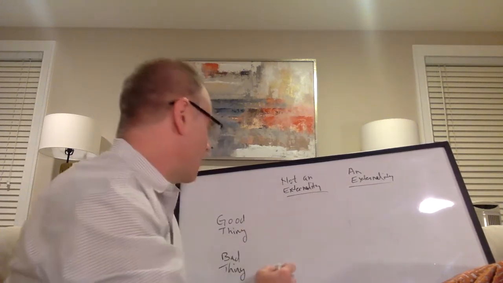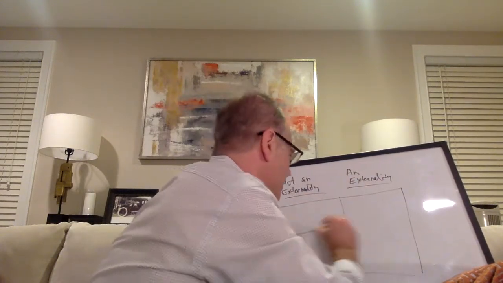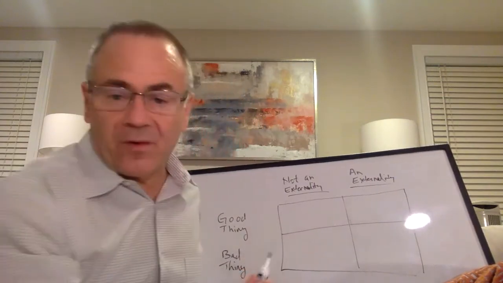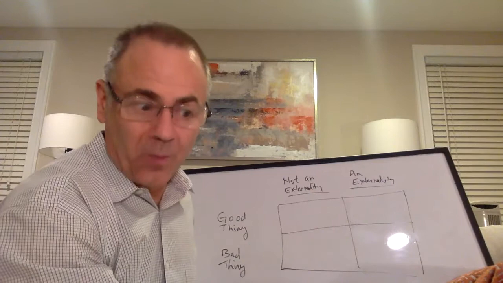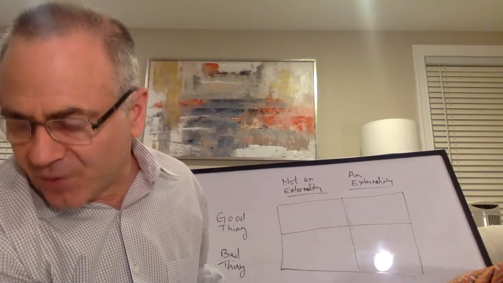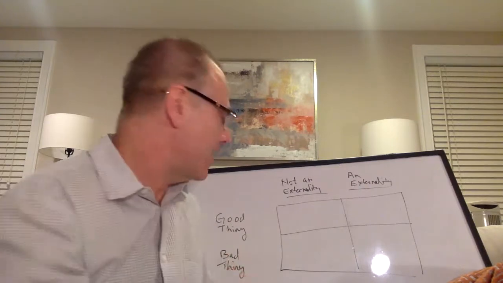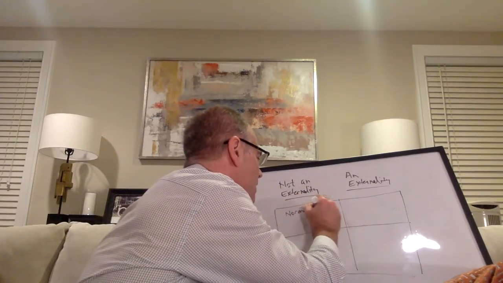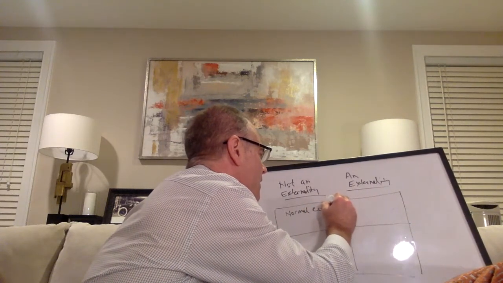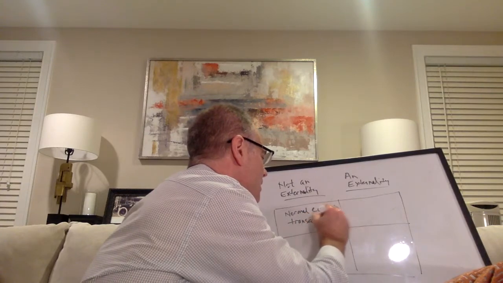Okay, so let's put in a box, 2 by 2 table. I'm going to fill in this box, giving an example for each of the 4 possibilities. So first, a good thing that is not an externality is just a normal economic transaction.